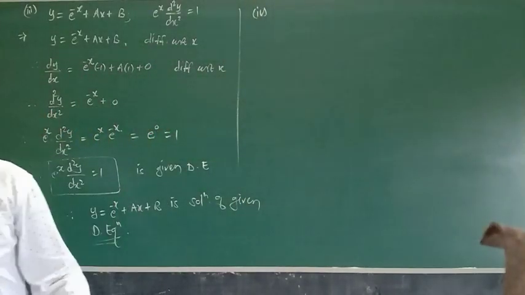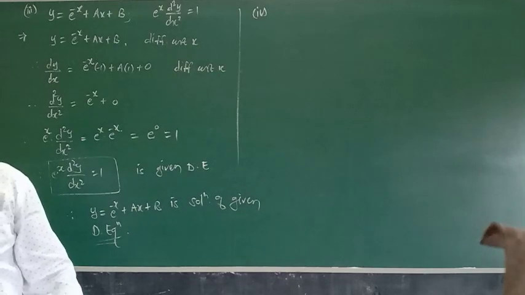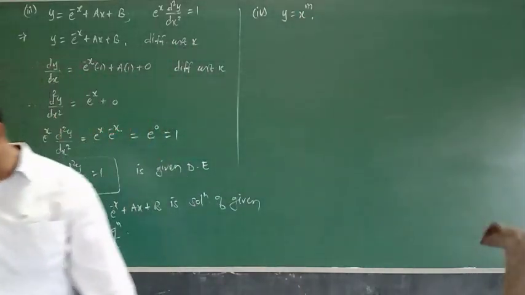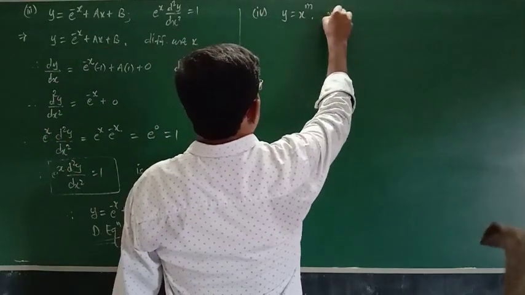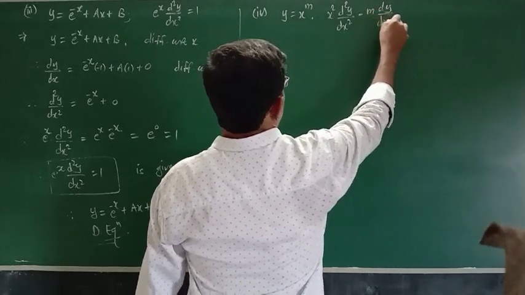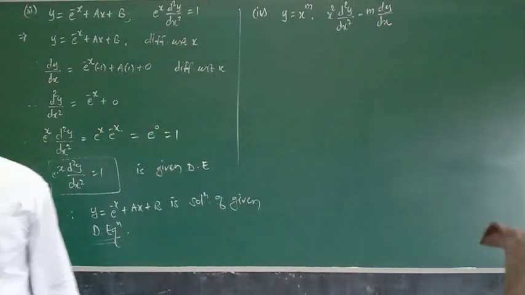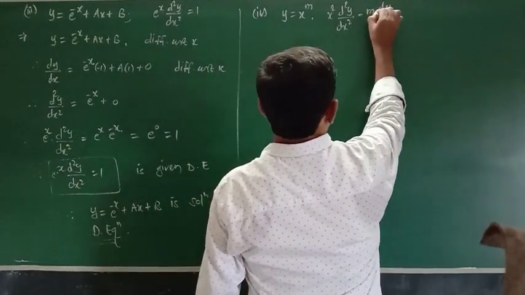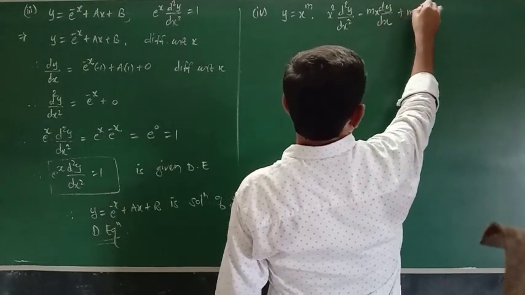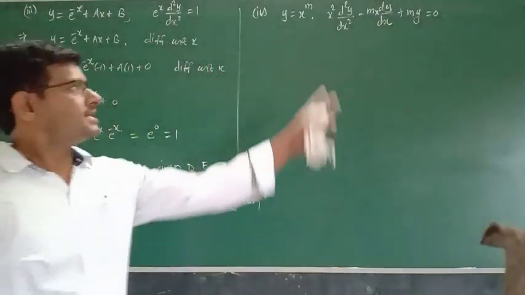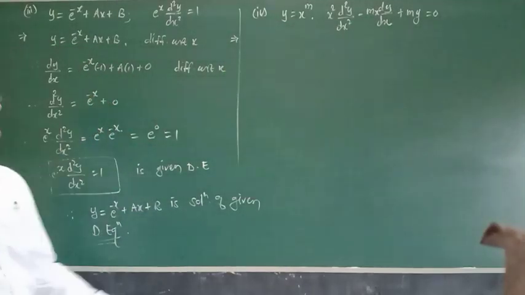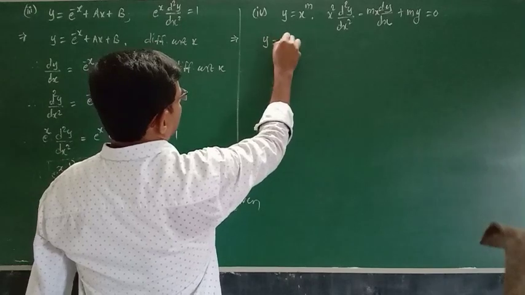I will check whether the given expression is a solution of the given differential equation. y is equal to x raised to m, and the equation given is x square d2y by dx square minus mx dy by dx plus my equals 0. We have to verify that this expression is a solution of the given differential equation. Now see, y is equal to x raised to m.